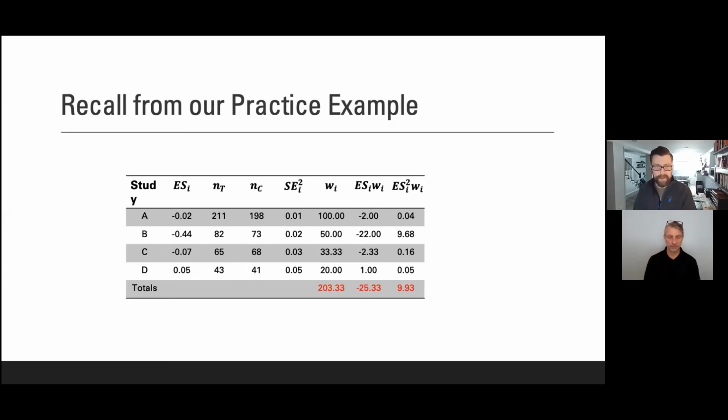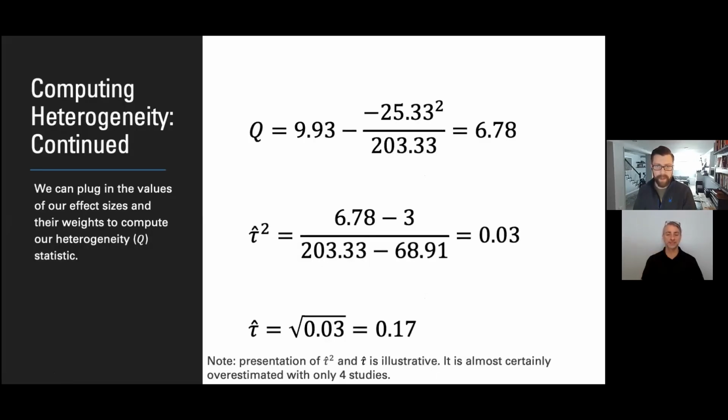All right, so let's revisit our toy data set here. We have added a column that's our squared effect sizes times the weights, our fixed effects weights in this case. If we sum those up, and we have the sum of our weights and the sum of our weighted effect sizes, we have all of the pieces we need to calculate our Q statistic. So we plug those pieces of information back into our formula for Q, 9.93 minus 25.33 squared, and divide that by 203.33, and that gives us a Q of about 6.78. We'll come back to whether or not that's statistically significant.